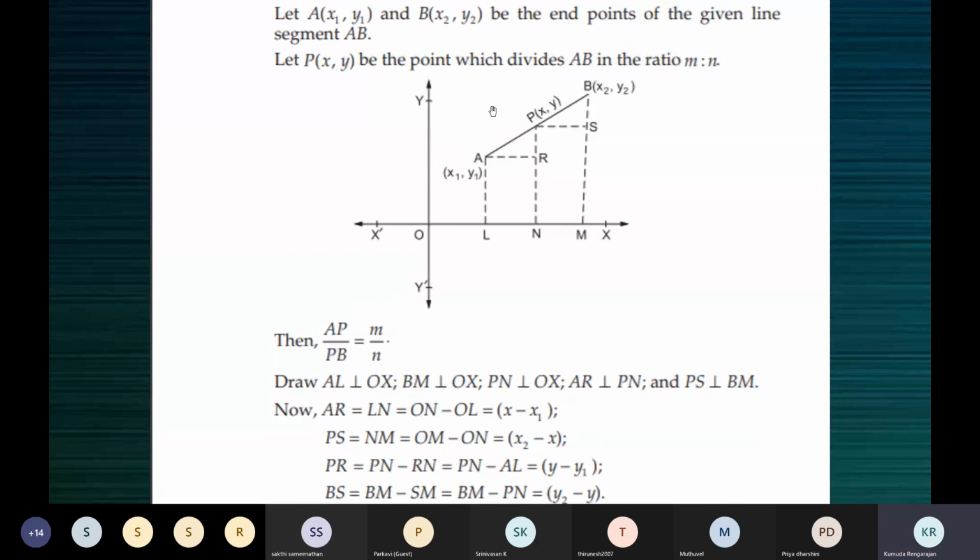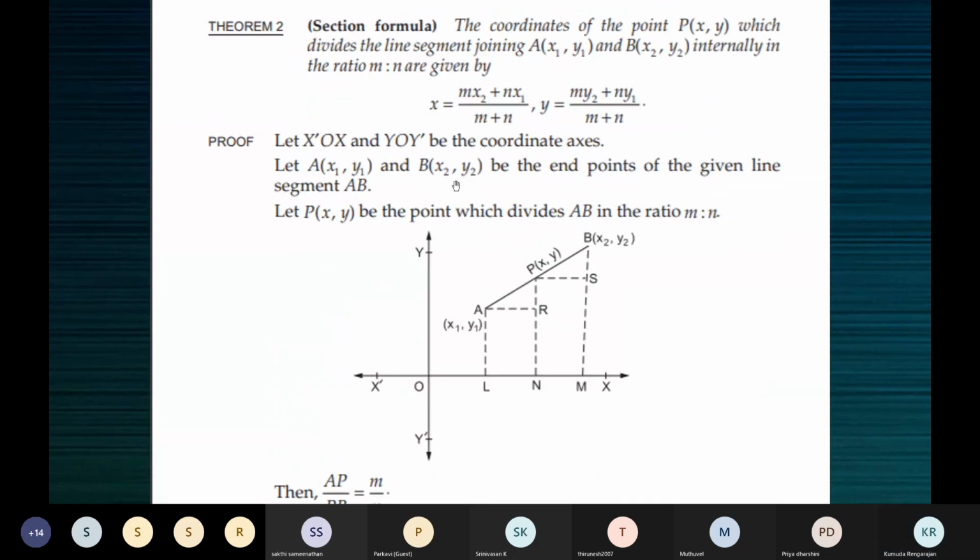Now, what is AR, children? We know AP and we know AP by PB, M by N. The rest we have to find. AR by PS. So let's find AR. AR is equal to LN, children. Is AR equal to LN? Yes, ma'am. Is LN equal to ON minus OL? Yes, ma'am. ON minus OL.